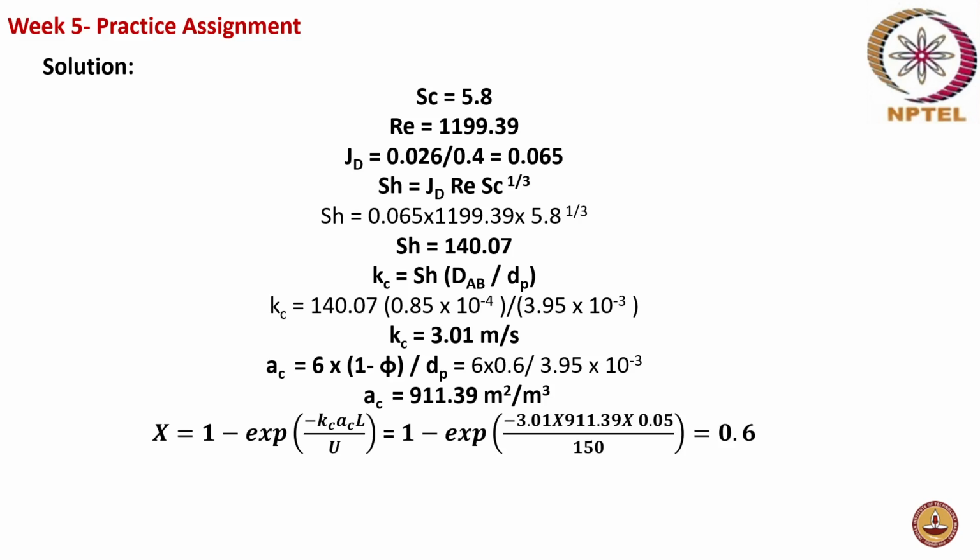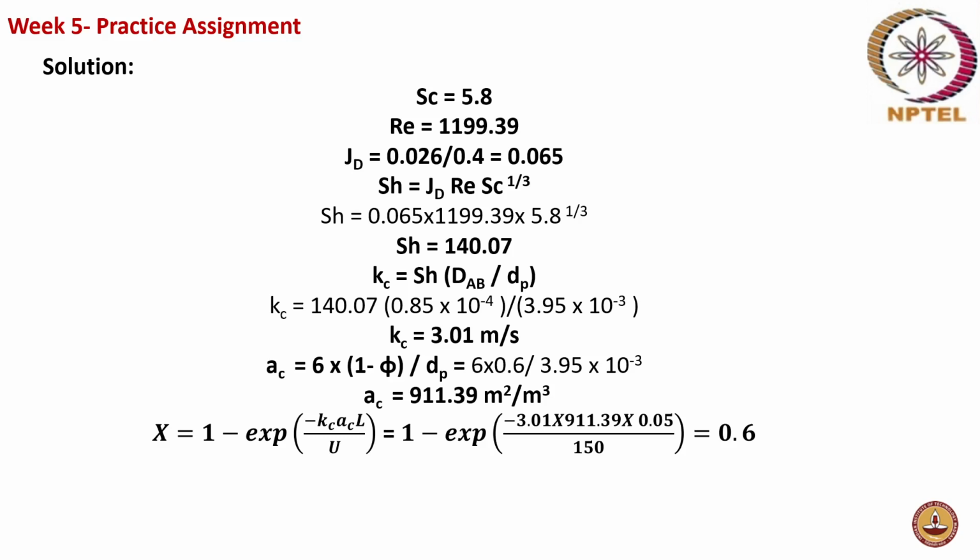So substituting those in the conversion expression. Conversion is 1 minus exponential of minus Kc AC into L by U. Substituting, 1 minus exponential of minus 3.01 into 911.39 into 0.05 by 150, you will end up with a conversion of 0.6.